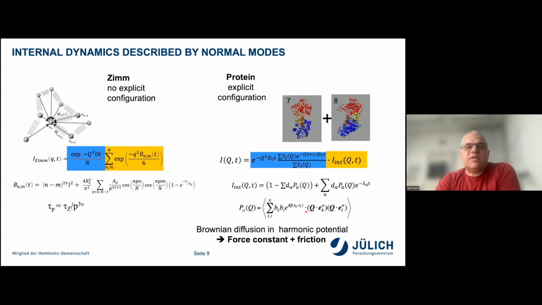But this can also be done with Brownian diffusion in a harmonic potential. I don't want to show the equations for that now, but it gives a very similar pattern. And there we can even extract force constants and the relevant friction for these motions.